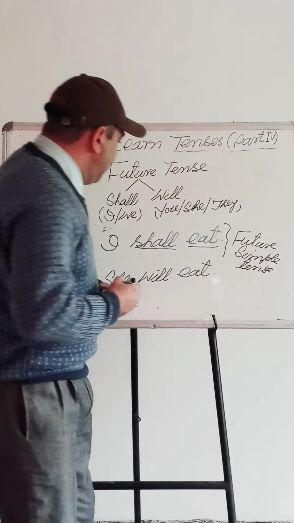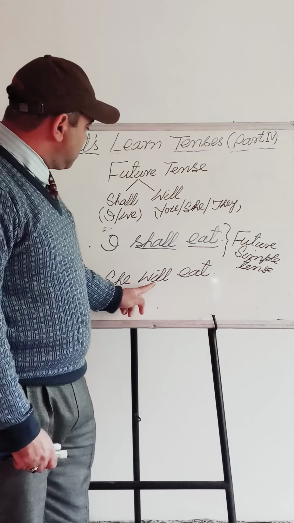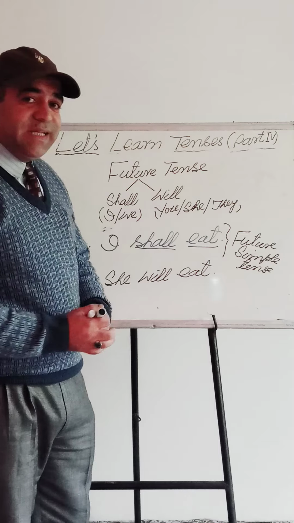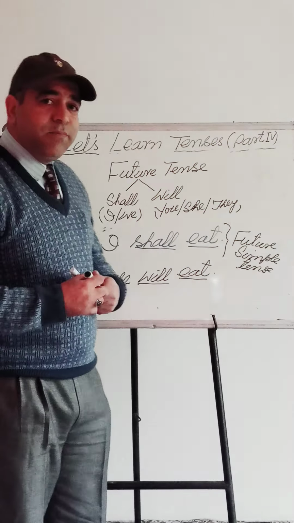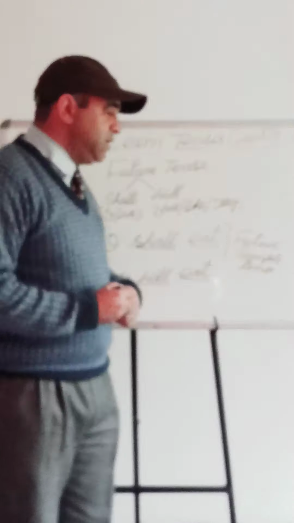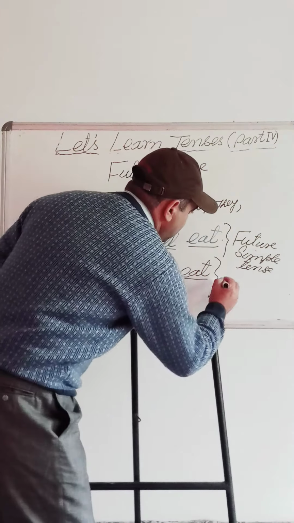Similarly, in the second sentence, she will eat. After will, we have used simply the infinitive form of the verb. It simply indicates that the action will be done in future. So it is also future simple tense. Let us move to future continuous tense.